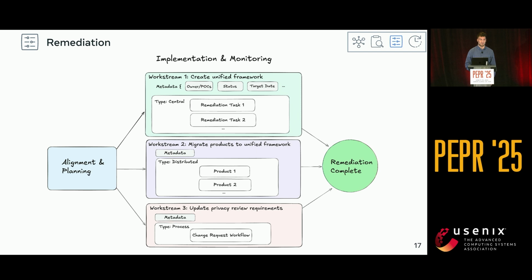After planning is complete, we move to implementation. Each remediation workstream is tracked in our tooling with fields including the owner, priority, status, target completion date, and additional POCs. The type of remediation work can require different workflows, which we also monitor. This includes central platform work done primarily by the workstream owner, distributed work for remediations where many different teams have to fix their call sites and product features, and process-focused work, where we might update our privacy review requirements for new product launches. After remediation workstreams are done, we move the cluster's overall state to complete.